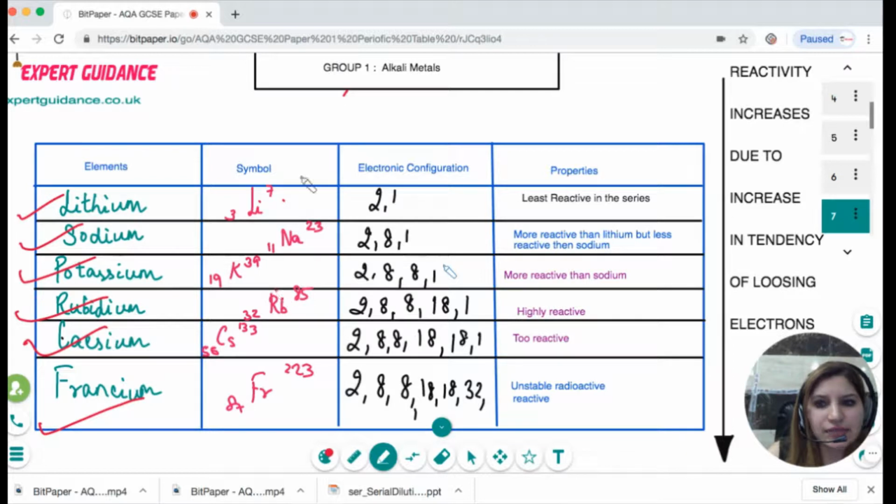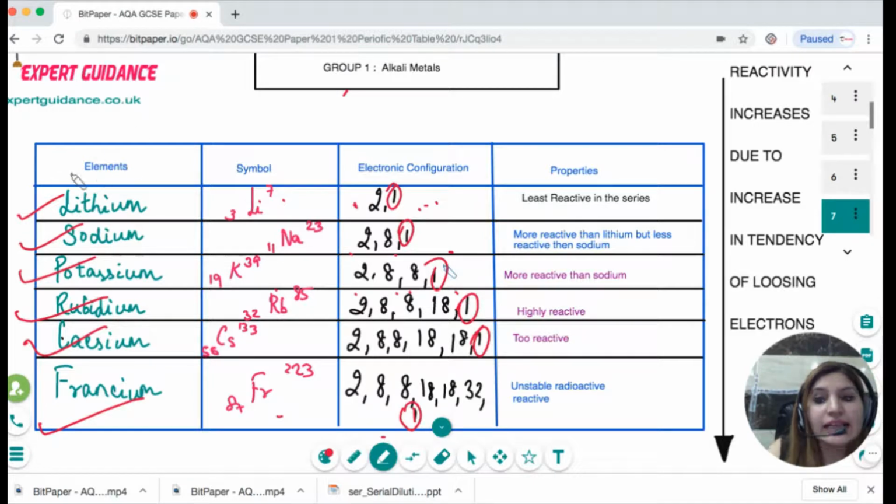That is their symbol. You can easily see it from the periodic table. And this is their electronic configuration. So lithium is 2,1, sodium 2,8,1, potassium 2,8,8,1. Now you can notice all of them have 1 electron in their outermost shell. Therefore, they all belong to group 1.